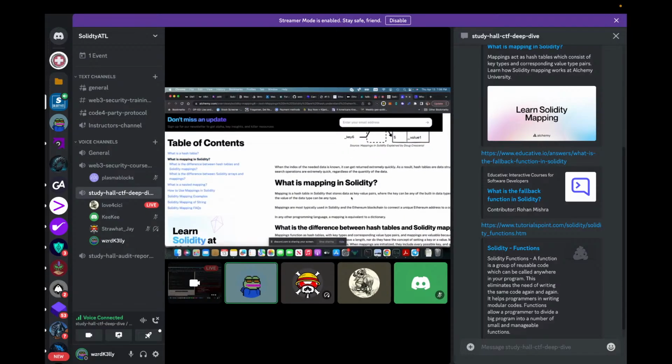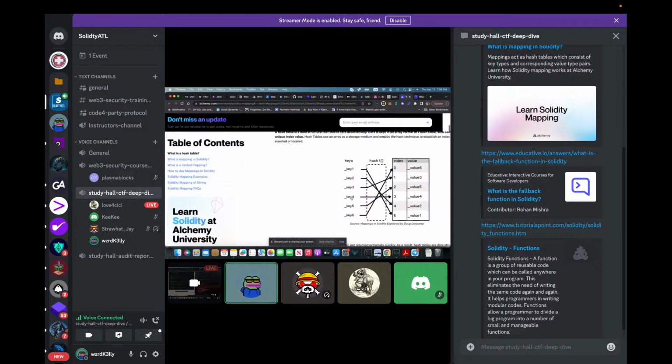So yeah, that is essentially what a key value pair is, or what a mapping is. It's a key value pair.